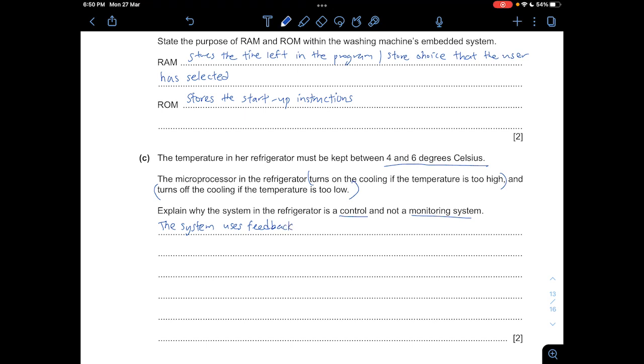And the system causes the temperature to change. So it's a control system rather than a monitoring system, right? That's for this question.